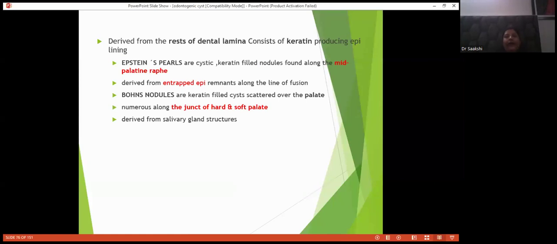They are cystic keratin filled nodules which are found along the mid palatine raphe. They are derived from the entrapped epithelial remnants along the line of fusion.